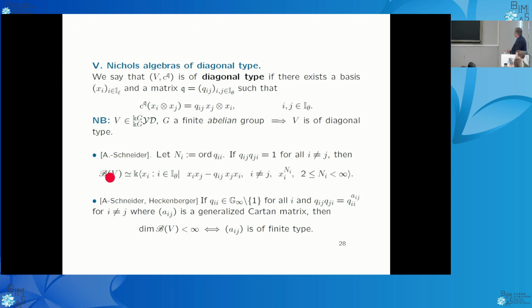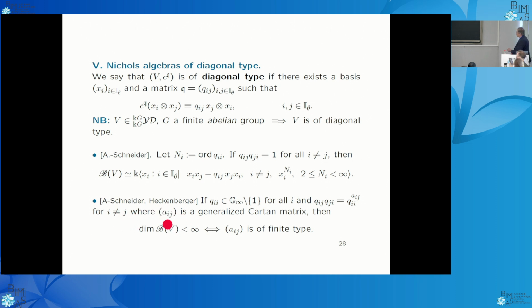Then, assuming that this N_i is finite, the Nichols algebra is generated by x_1, x_2, x_3, up to x_theta, and the relations are x_i x_j minus q_ij x_j x_i, and x_i to the N_i equal to 0. So this is what we call a quantum linear space. And then we replace this condition q_ij q_ji equal to 1 by the condition q_ij q_ji equal to q_ii to the power a_ij, where (a_ij) is a generalized Cartan matrix in the sense of Kac, of course for i different from j.